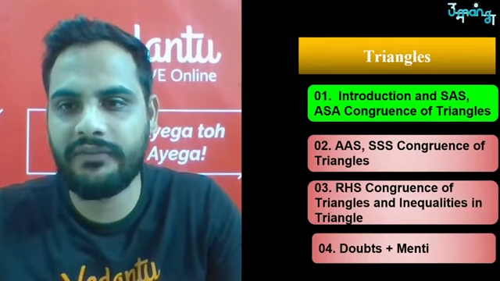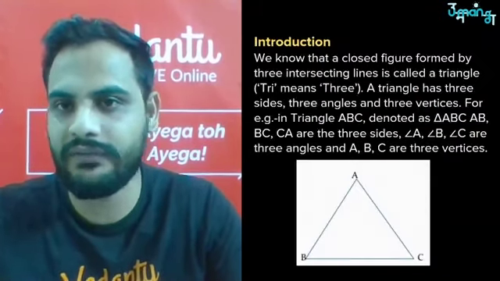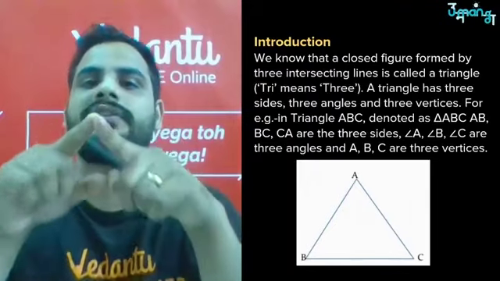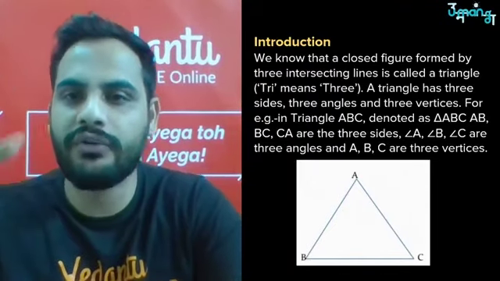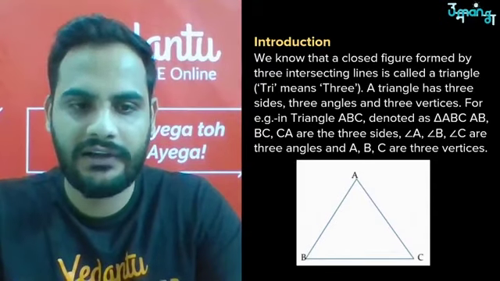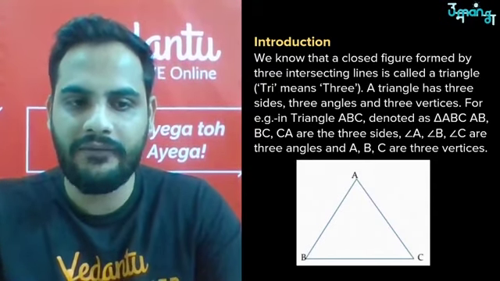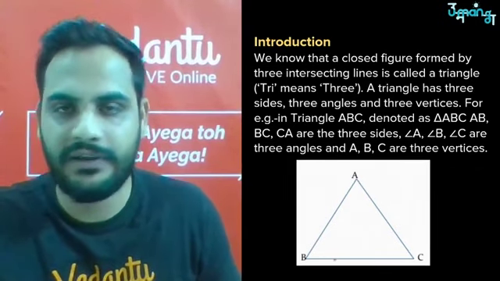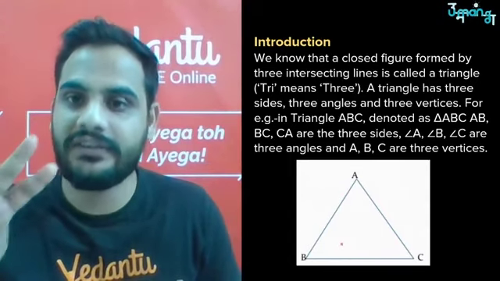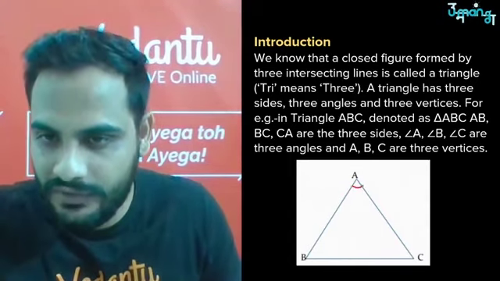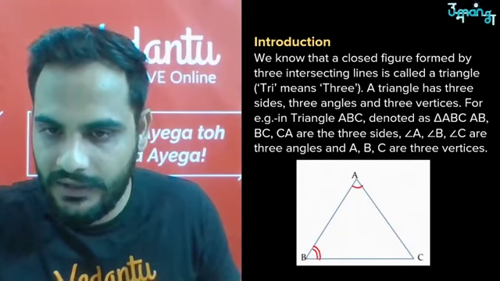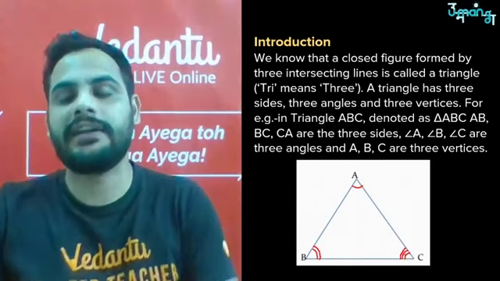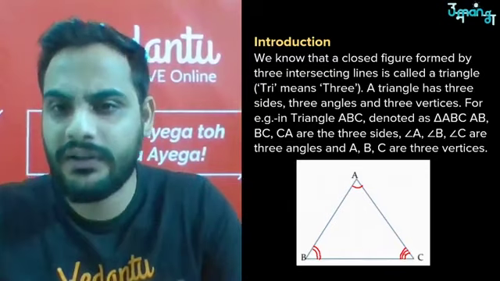First we will start with the introduction. What is congruency? All of that we'll be learning. First, what is a triangle? A triangle is a polygon made up of 3 sides, or a closed figure formed by 3 intersecting lines. Tri stands for 3. The triangle has 3 sides: AB, AC, and BC. Every triangle has 3 sides and 3 interior angles: angle A, angle B, and angle C. That is the basis of the triangle.